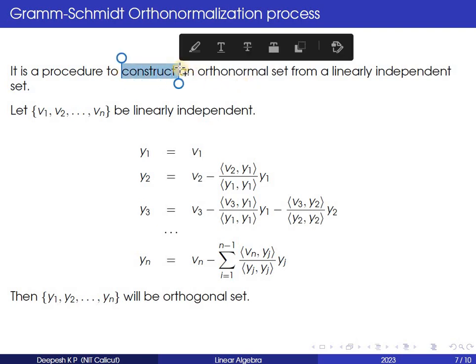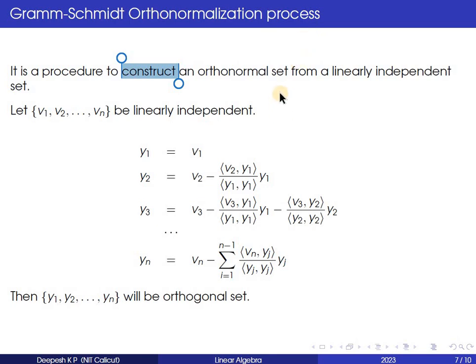And that's what is done by a process called the Gram-Schmidt orthonormalization process. So we will construct an orthonormal set from a given linearly independent set, and we will verify that it is an orthogonal set, and we will form an orthonormal set from an orthogonal set by dividing the vectors by their corresponding norms. Okay, so let v1, v2, etc., vn be an n-element linearly independent set in an inner product space capital V.